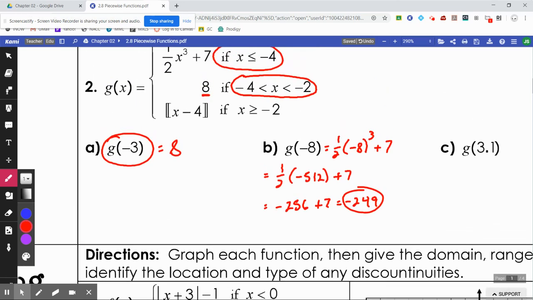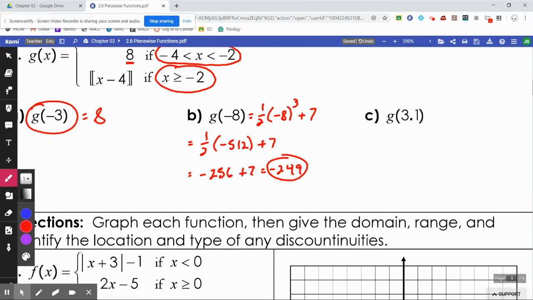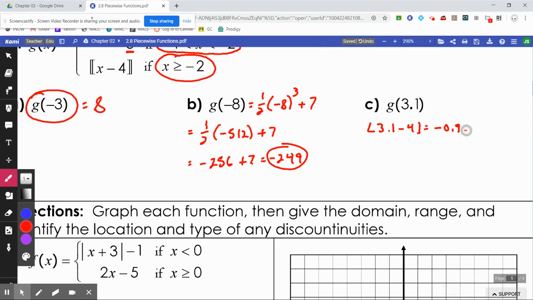And the last one, g of 3.1, we're going to use our floor function to evaluate it because 3.1 is bigger than -2. So we're going to do the floor function of 3.1 minus 4. Always do the stuff on the inside first. That's going to be -0.9. So we got to take -0.9, round it down to the next smallest integer, and that's going to be located at -1.